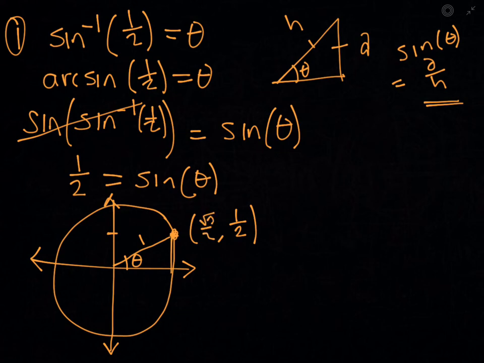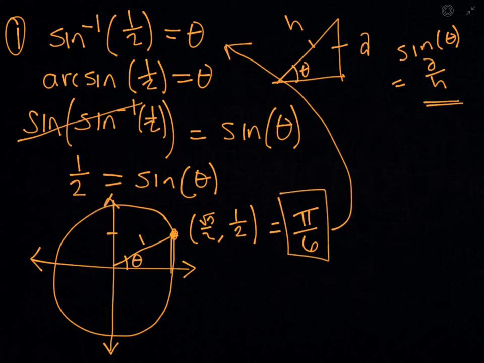So we can just say, you know what? I memorized my unit circle, and I know that the angle measure for this value is actually just pi over 6, and that is our answer, pi over 6.